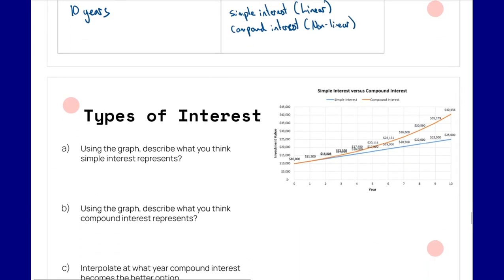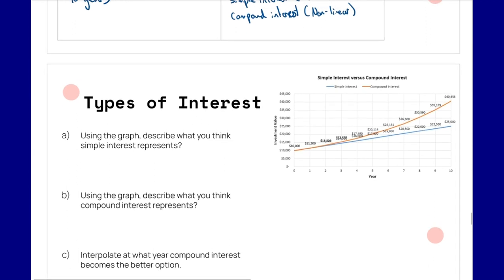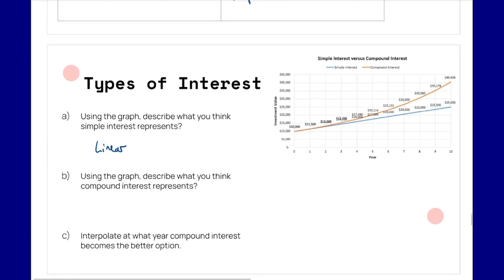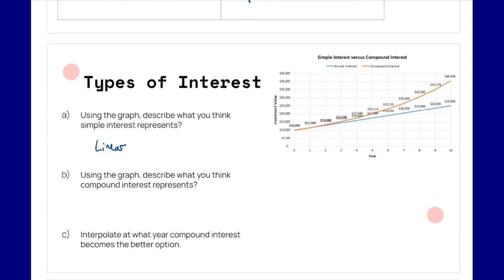Using the graph, describe what you think simple interest represents. Well, we kind of mentioned that already. A linear relationship. Compound interest would represent nonlinear.